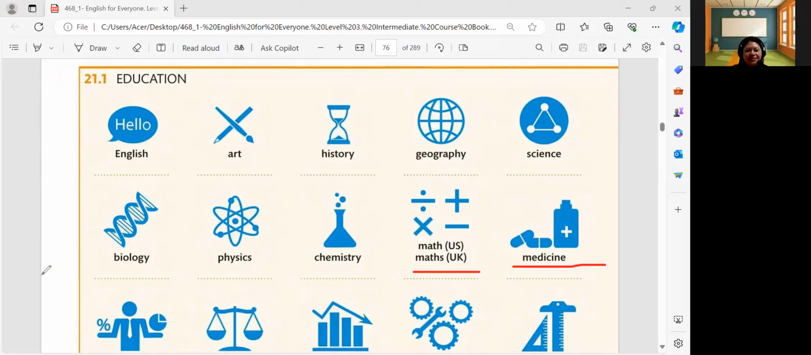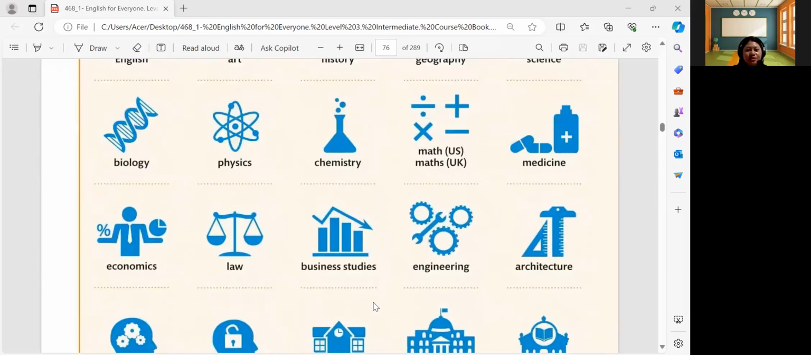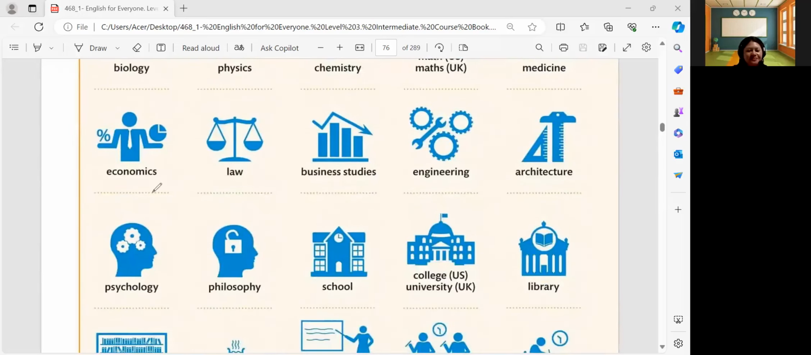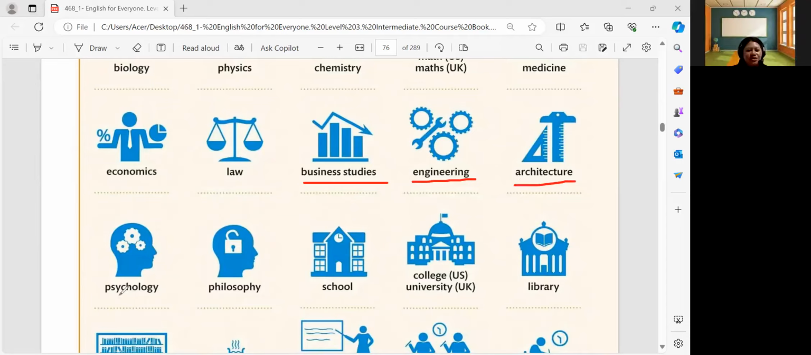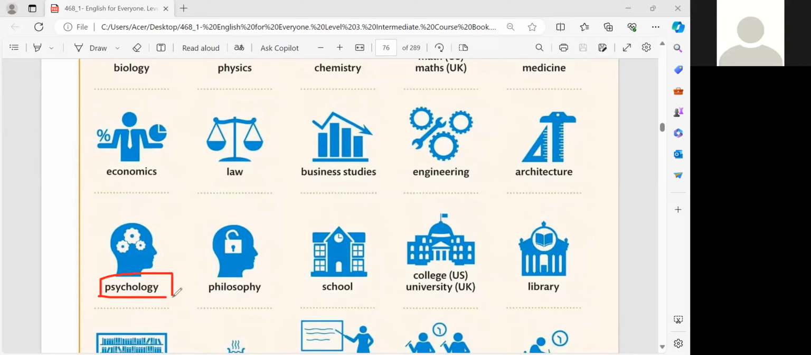Medicine. Very good. How about the next one? Economics. Law. Business studies. Engineering. Architecture. This one. Psychology. Yes, that is the correct pronunciation. It's psychology. Okay, how about this one?